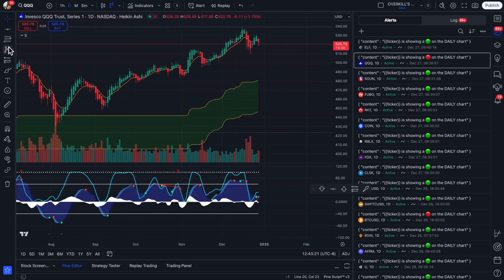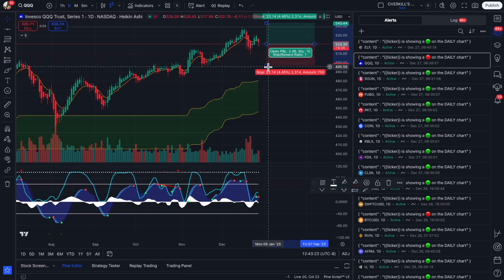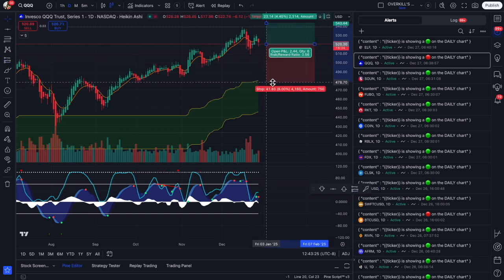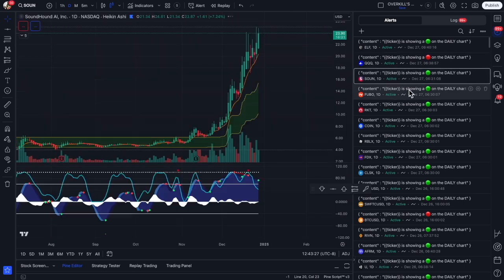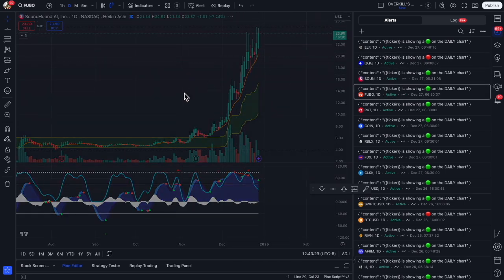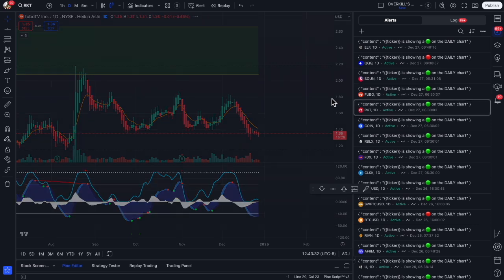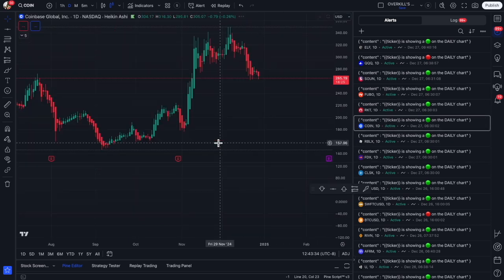QQQ got a red dot today. So the tech sector, right? The tech sector is sitting at a very big premium here at about 8%. SOUN, again, too extended. FUBU, down below it. Don't want any part of it. Rocket, down below it. Don't want any part of it.